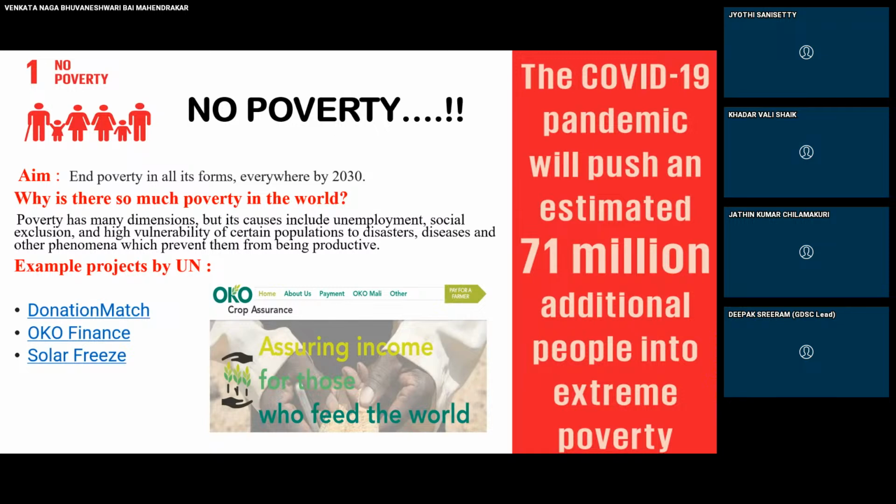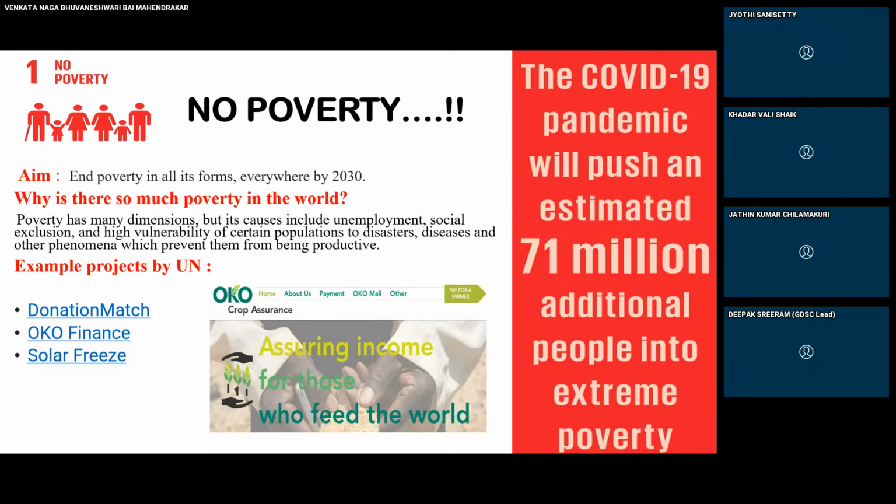And Oko Finance is designed mainly for farmers, those who feed us every day. So Oko Finance is about assuring income for those who feed the world. As you can see in the slide, it helps with the crop. If the farmer has some amount of crop that is not sold, this application will help cover the loss, giving them money or solving their problem, to make a good profit for them.